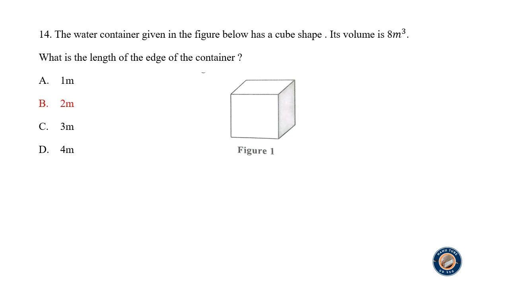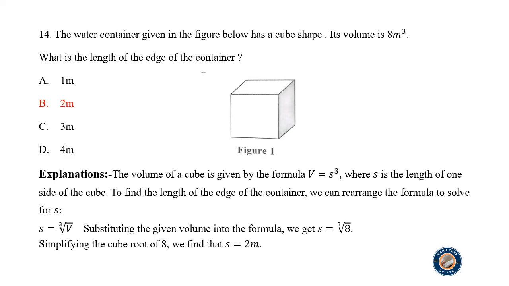The answer will be 2 meter. The volume of a cube is given by the formula V is equal to S cubed, where S is the length of one side of the cube. To find the length of the edge of the container, we can rearrange the formula to solve for S.